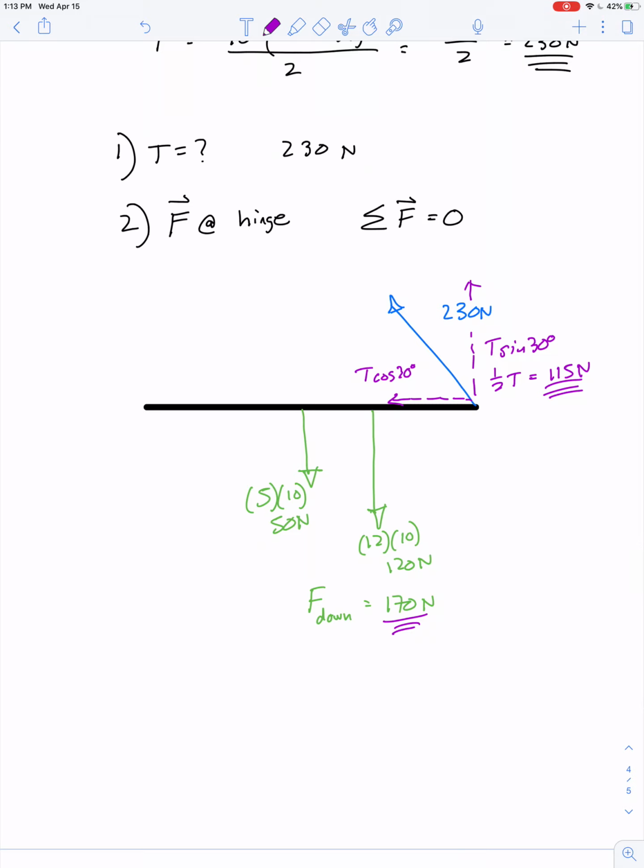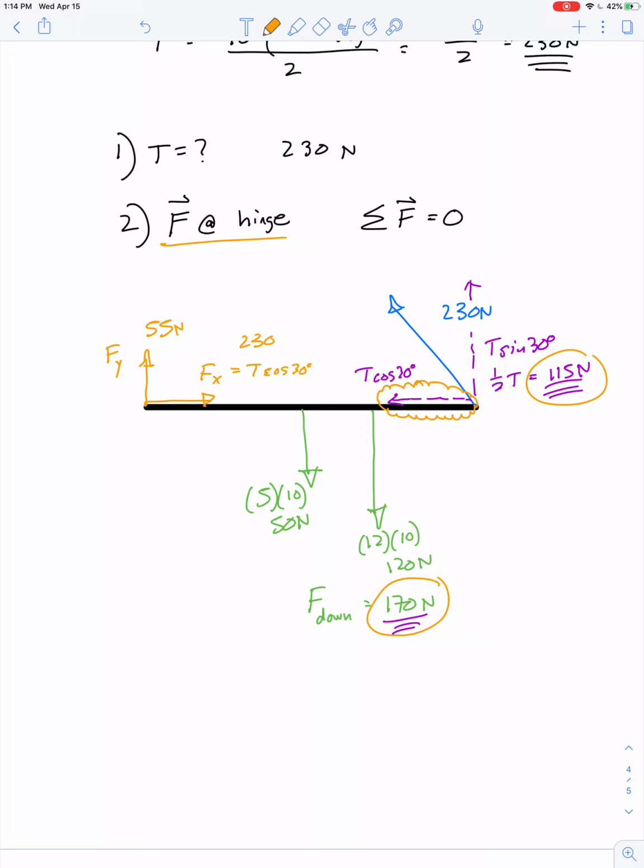So there must be some other force acting back at the hinge to point up to account for the difference between the vertical component of the tension and the overall downward force of gravity. The difference between 170 and 115 is 55 newtons, so we at least know the vertical component of the reaction force at the hinge. The horizontal component, well, there's only one horizontal force that needs to be balanced out, and that's the horizontal component of the tension. So that means at the hinge there must be a force to the right, F subscript x, that's just as big as T cosine 30 degrees.